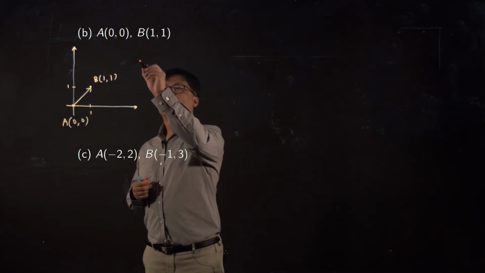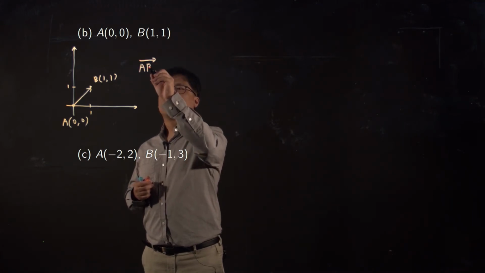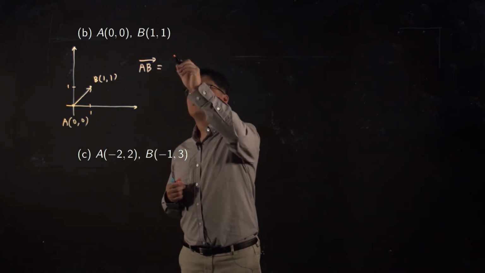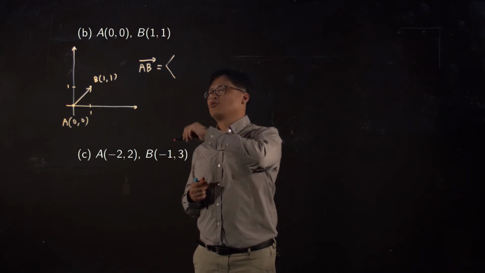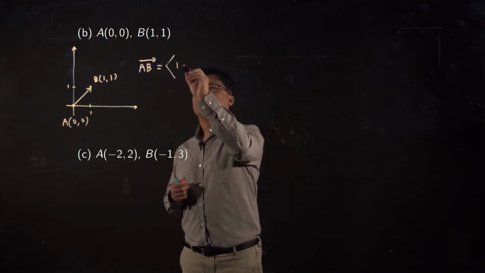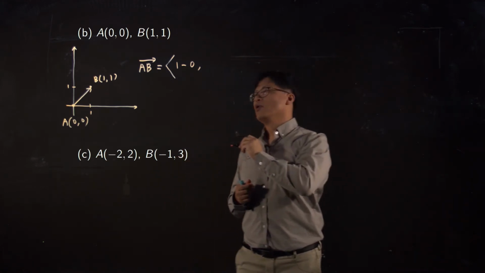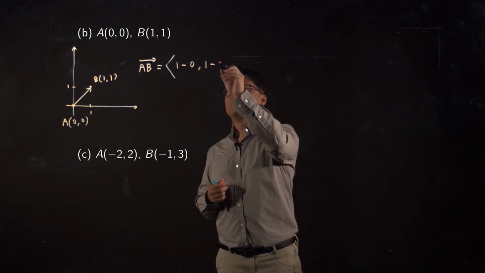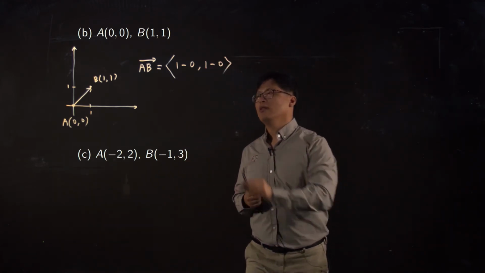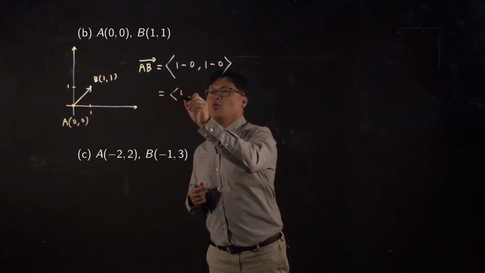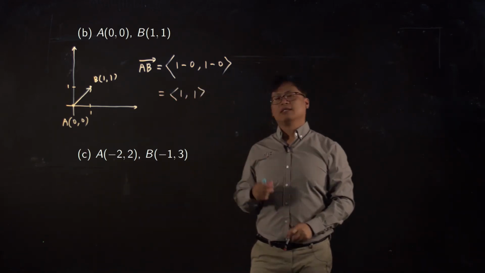So now writing as a vector is really easy, right? Vector AB is your x component is x2 minus x1, which is terminal point minus initial point in x component, and terminal point minus initial point in y component as well. So your vector is 1, 1. That's it. This is easy, right?